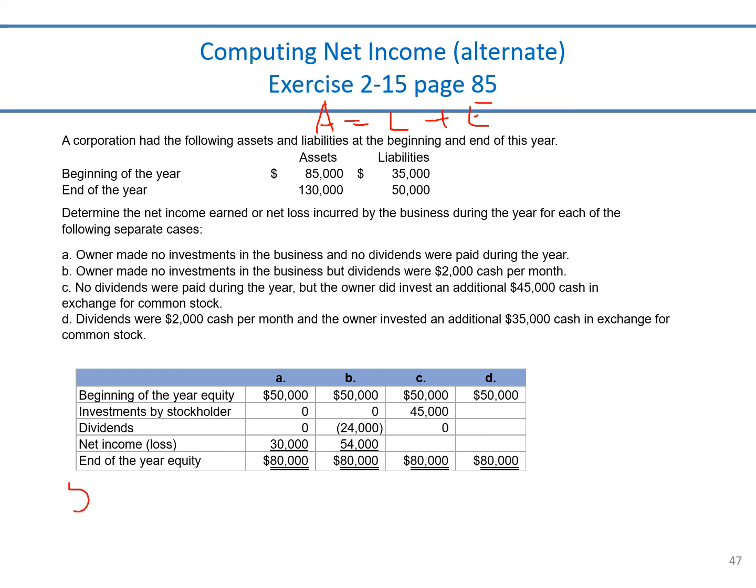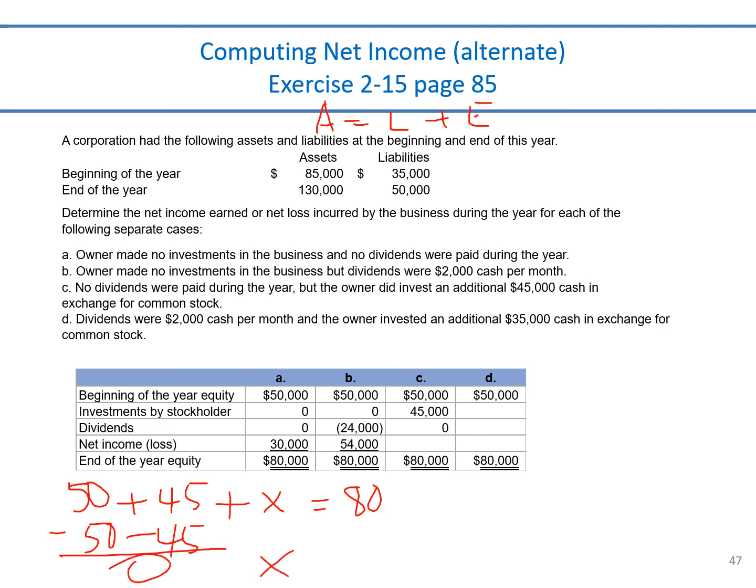All right, so here we have 50,000 plus 45,000 plus x equals 80, right? So if we subtract 50 and we subtract 45, that'll make this 0. So all you have left on that side of the equation is x. X is equal to 80 minus 50 minus 45, right? So 80 minus 50 minus 45, that means we have a net loss of $15,000.